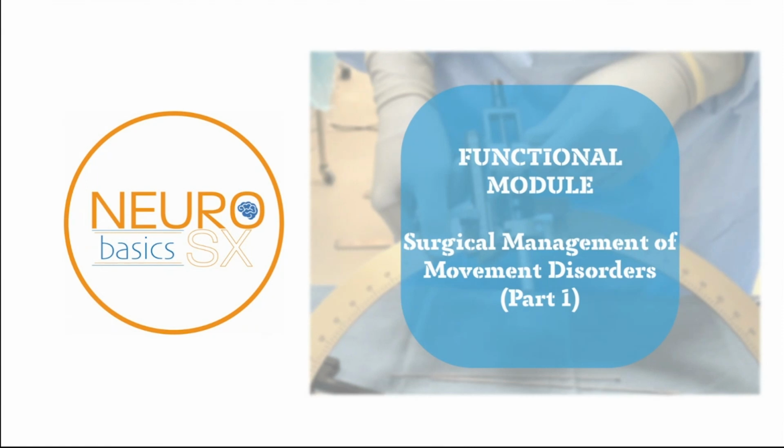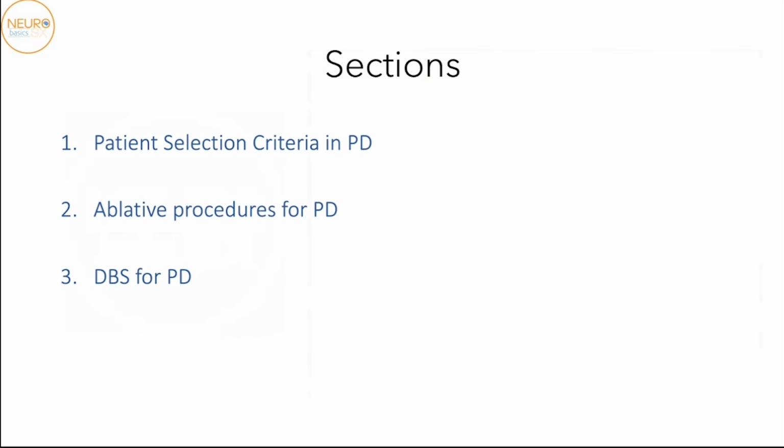Today's topic is on surgical management of movement disorders, and we'll be covering this under two parts. The first part is particularly focused on Parkinson's disease. The second part will cover tremors and dystonia. Today's topic will be covered in three sections. The first is on patient selection criteria in Parkinson's, then we'll cover the ablative procedures, and then finally DBS for Parkinson's disease.